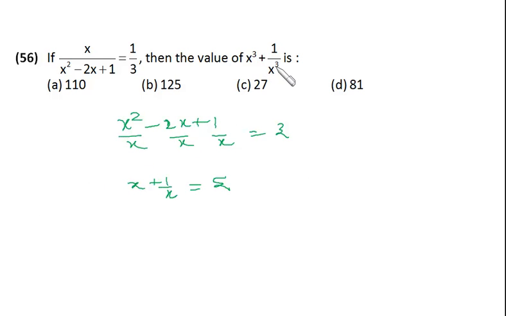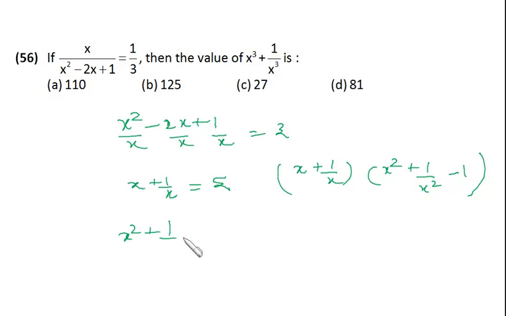Now x cube plus 1 upon x cube is what? x plus 1 upon x, x square plus 1 upon x square minus 1, right? So what we want is x square plus 1 upon x square also. Now if we square this, we'll be getting x square plus 1 upon x square plus 2 is equal to 25. So it must be equal to 23, right? So x plus 1 upon x is 5, and then it is 23 minus 1, 22. So 5 into 22, 110. Pretty simple.